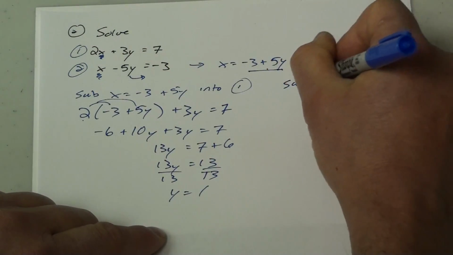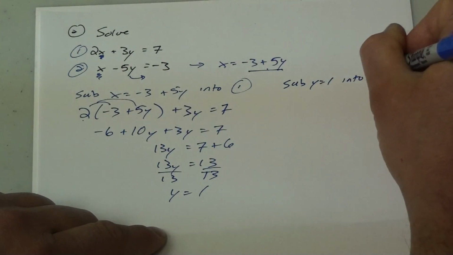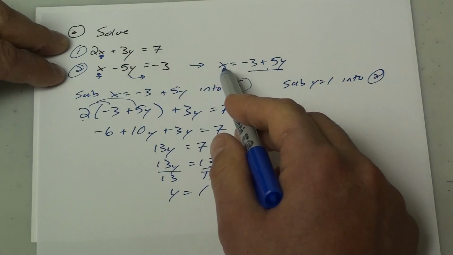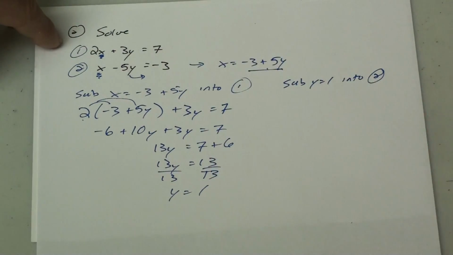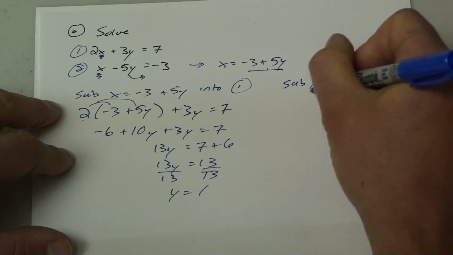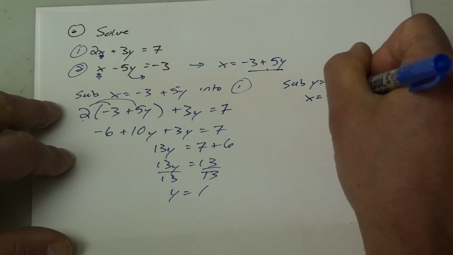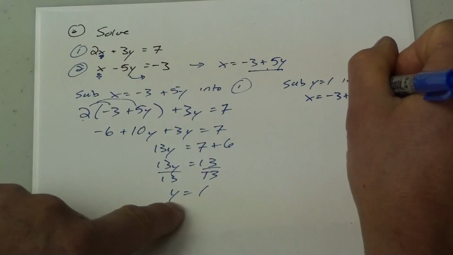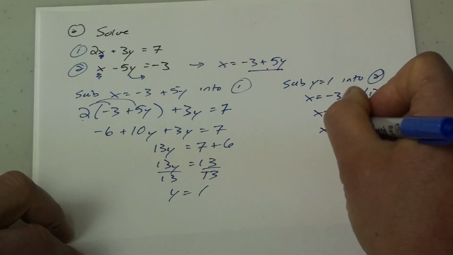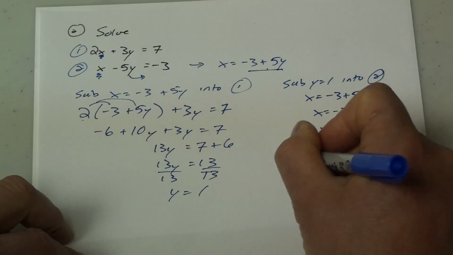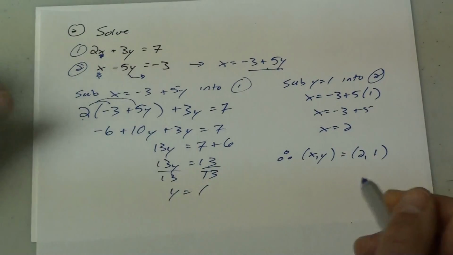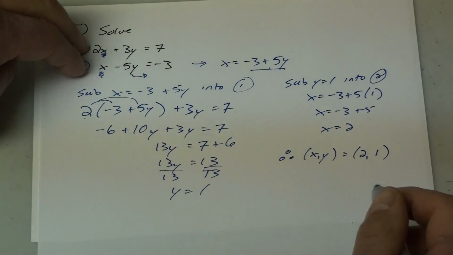So I'm going to sub y equals 1 into equation 2. I chose equation 2 because it had already been rearranged to have the x by itself. I could put it in equation 1. It does not matter. Choose whatever one's easier. So I want to find x. I already have x by itself in equation 2, so let's put it in there. x equals negative 3 plus 5. It's not y anymore. We know what y is. y is 1. x equals negative 3 plus 5. x equals 2. So therefore, my x and y coordinates are 2 and 1. And that'd be the point of intersection between these two linear relations.